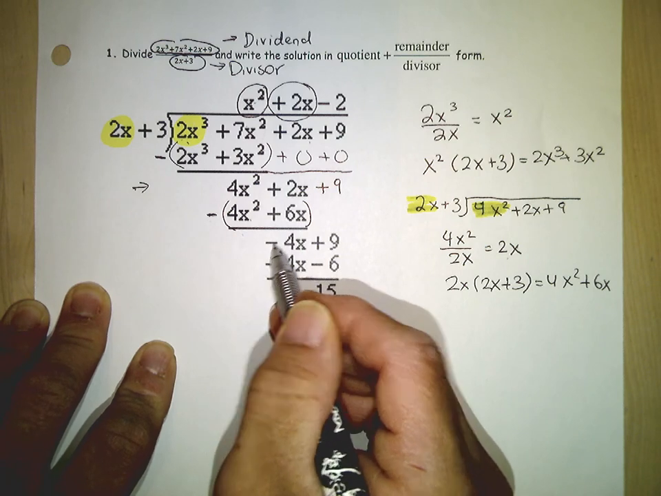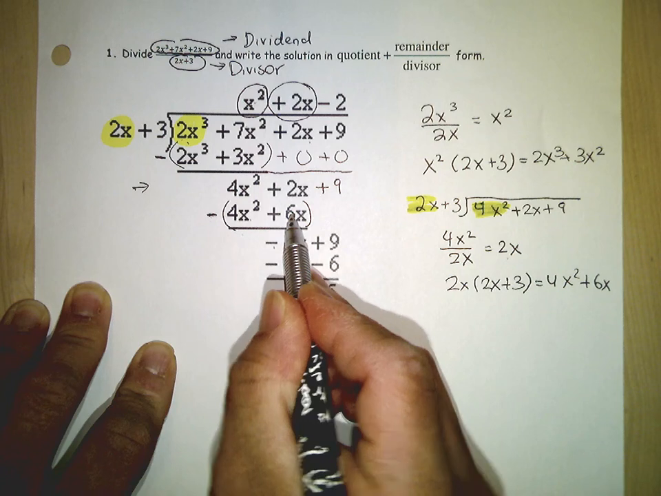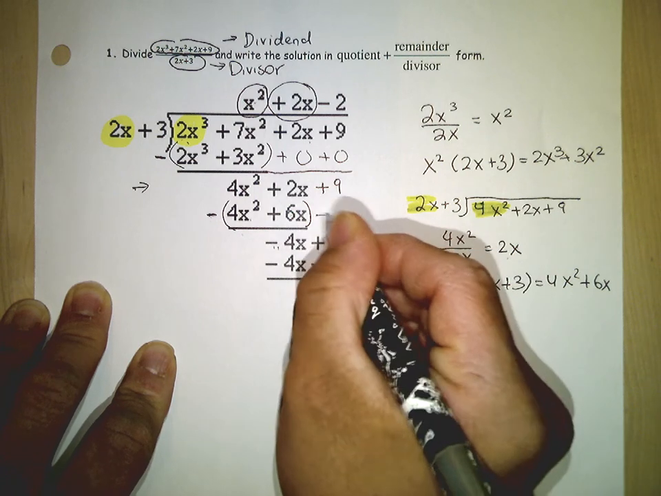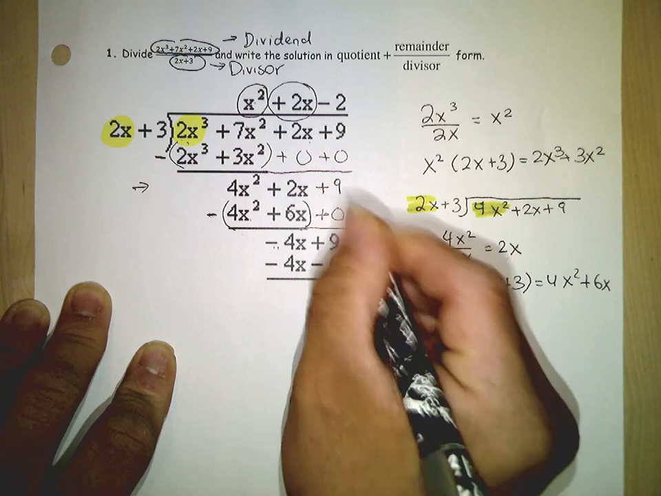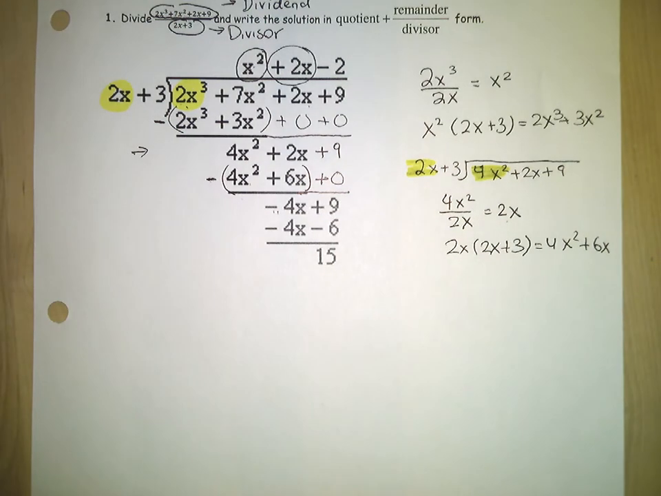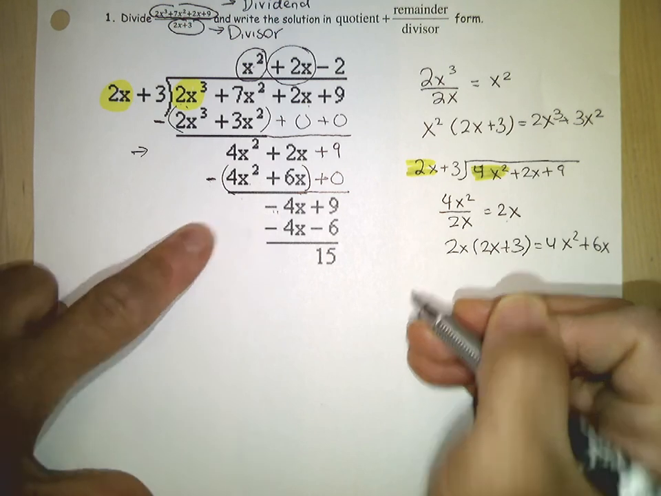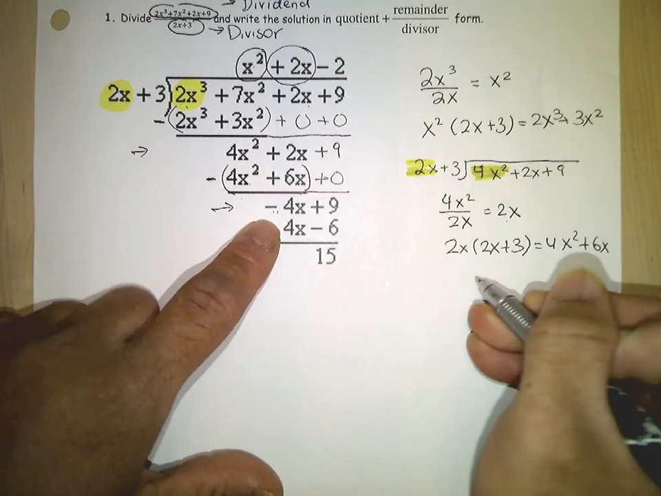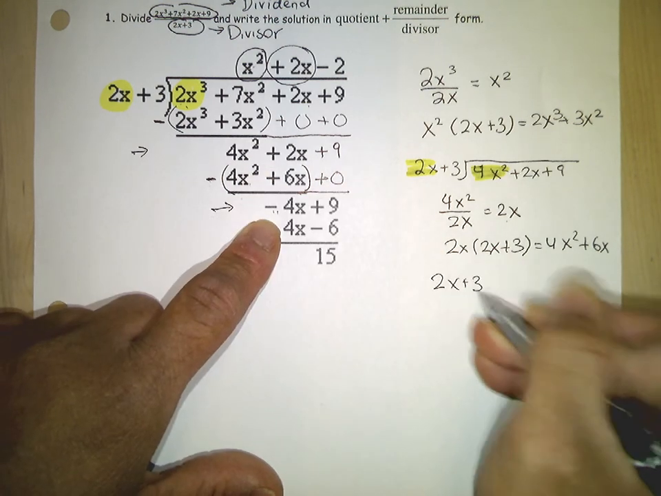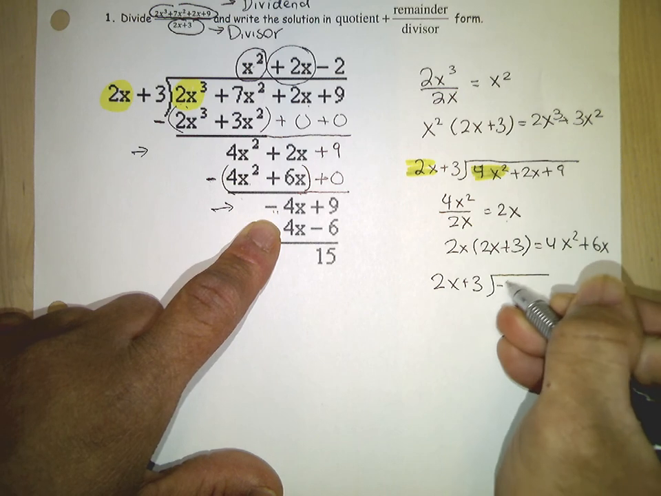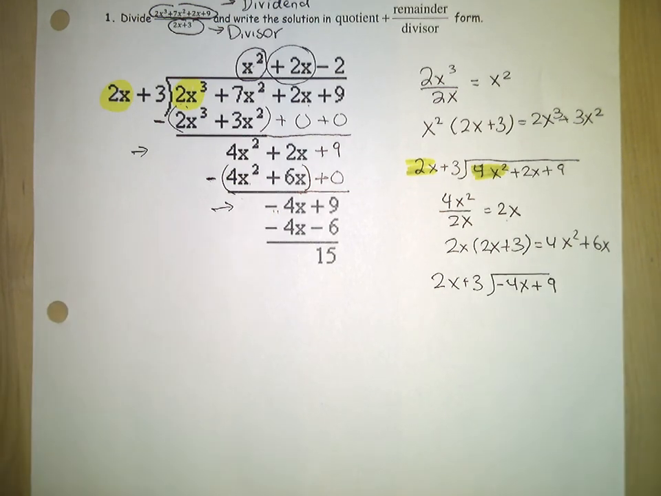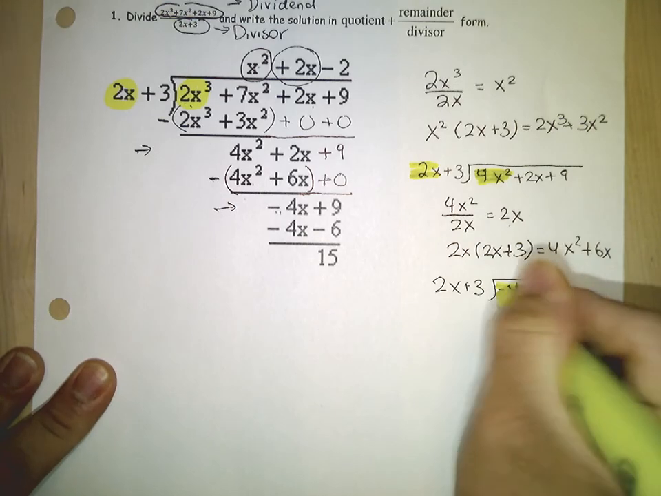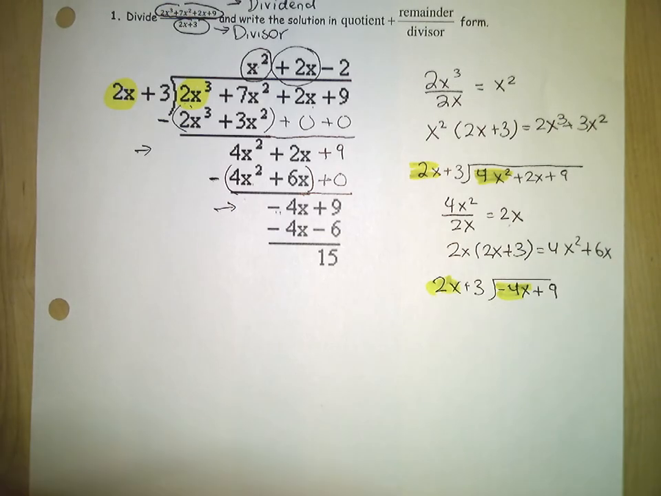So make sure again that you're subtracting here. 2 minus 6 is negative 4. And then this is, of course, like plus 0. So I end up with negative 4x plus 9. Then it's like I'm starting over again with this line right here. Alright, so I have 2x plus 3 goes into negative 4x plus 9. So I have the negative 4x and the 2x.